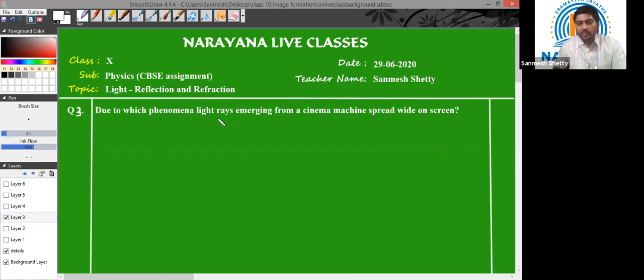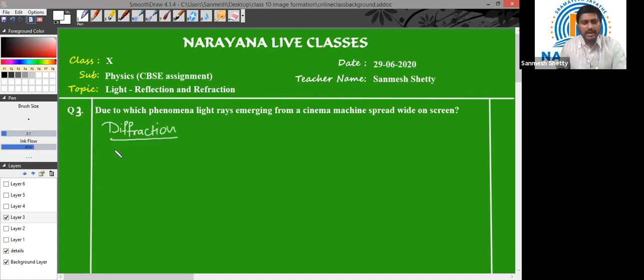Due to which phenomena do the rays emerging from a cinema machine spread wide on screen? Again, I repeat my question. Due to which phenomena do the rays emerging from a cinema machine spread wide on screen? Now, this is due to the phenomena of light which is known as diffraction.